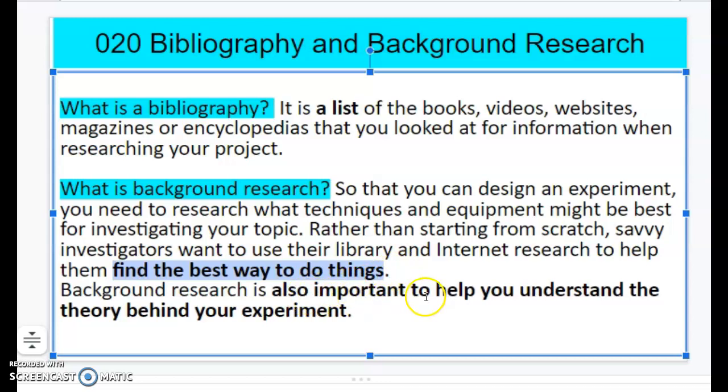Another is to help you understand the theory behind your experiment. So what science, what concepts have to do with this experiment that you're doing or are related to the experiment that you are doing.